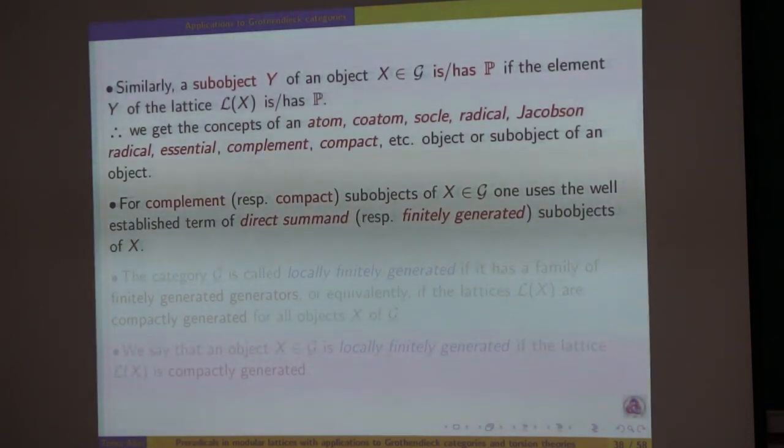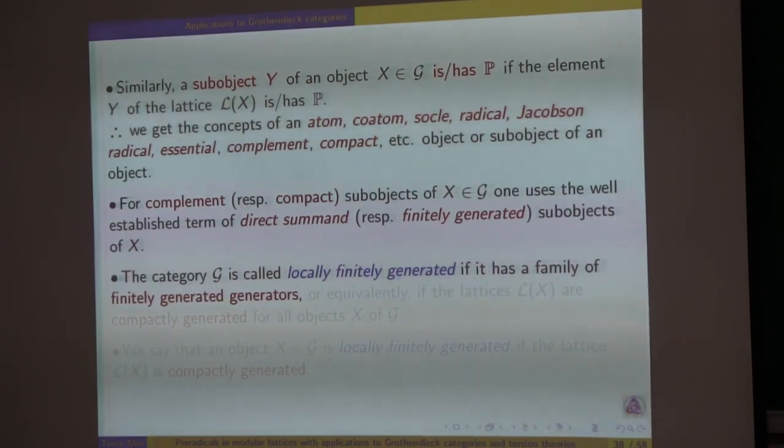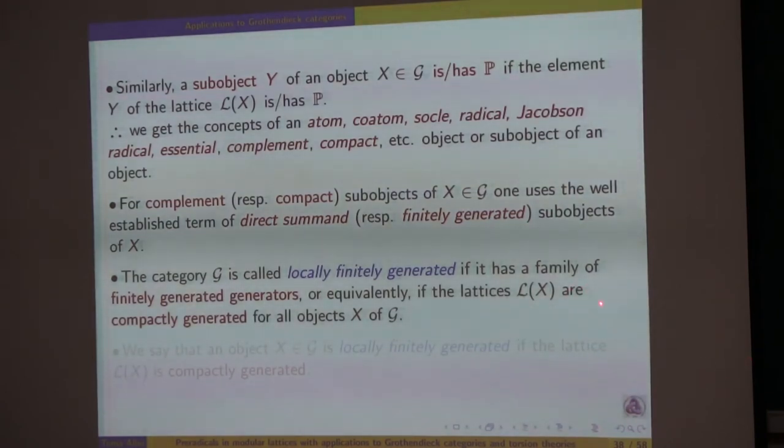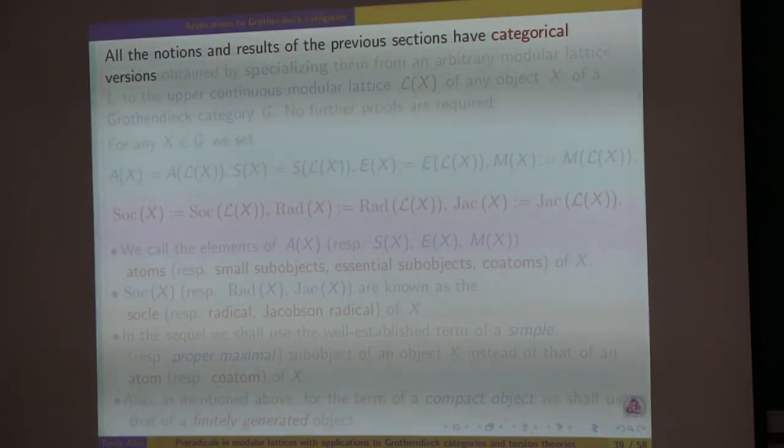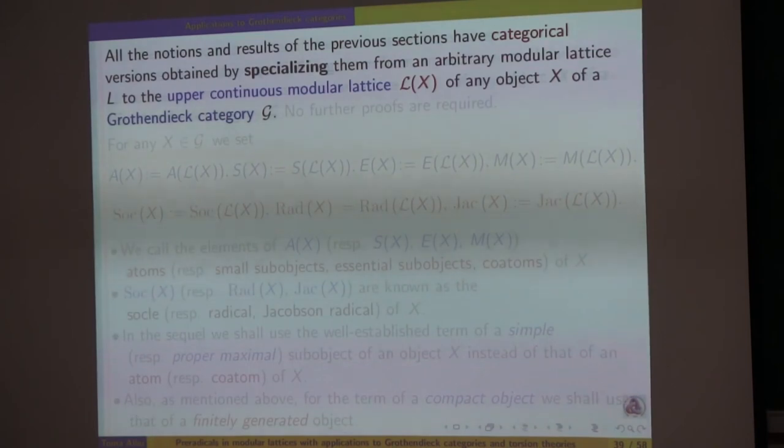For compact subobjects, we use the very standard term direct sum, and for compact objects, finitely generated objects are well established. Now, the category G is called locally finitely generated if it has a family of finitely generated generators, or equivalently, if the lattice L of X is compactly generated for all objects X in G. So all the notions in the previous section have a categorical version, in that we specialize the general concepts of lattices to this particular lattice.